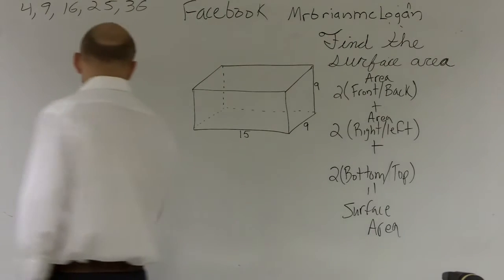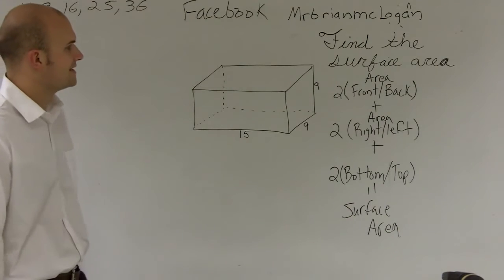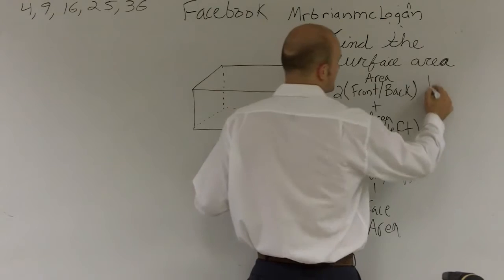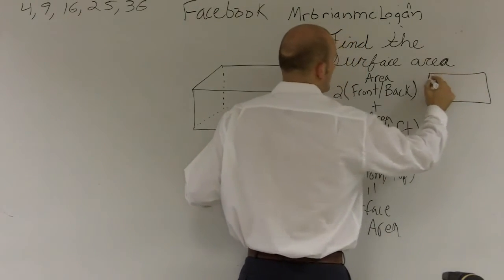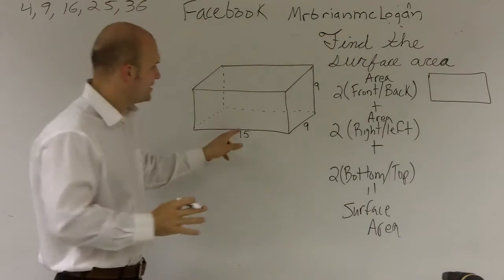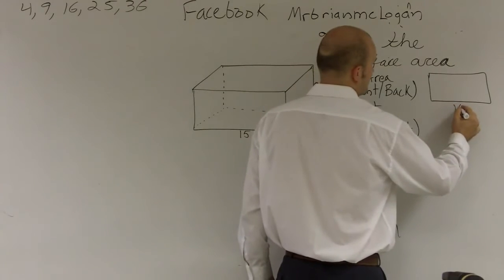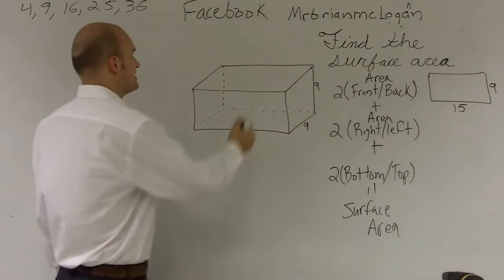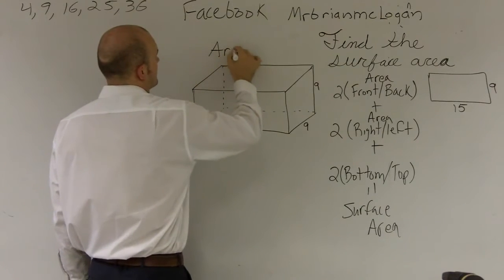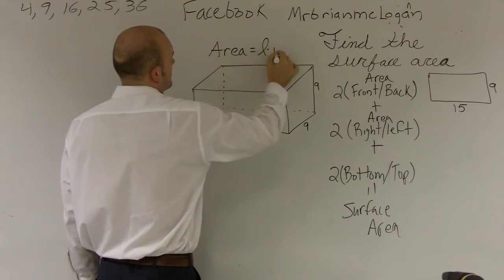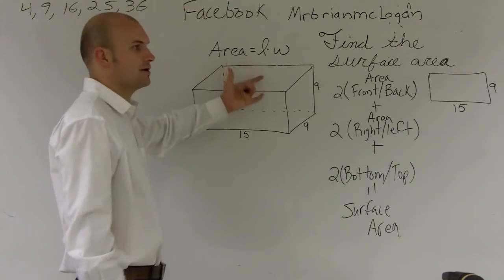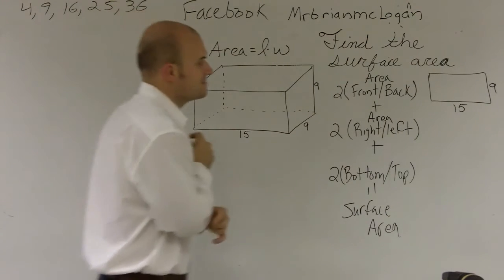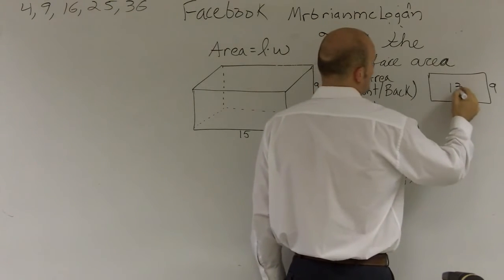All right. So to do this, the first thing we have to look at is how we're going to find the area of the front. Well, the area of the front and the back, which are exactly the same, is going to be 15 times 9. Because remember, for a rectangle, it's going to be your length times your width. So I have 15 times 9, which is going to give me 134.